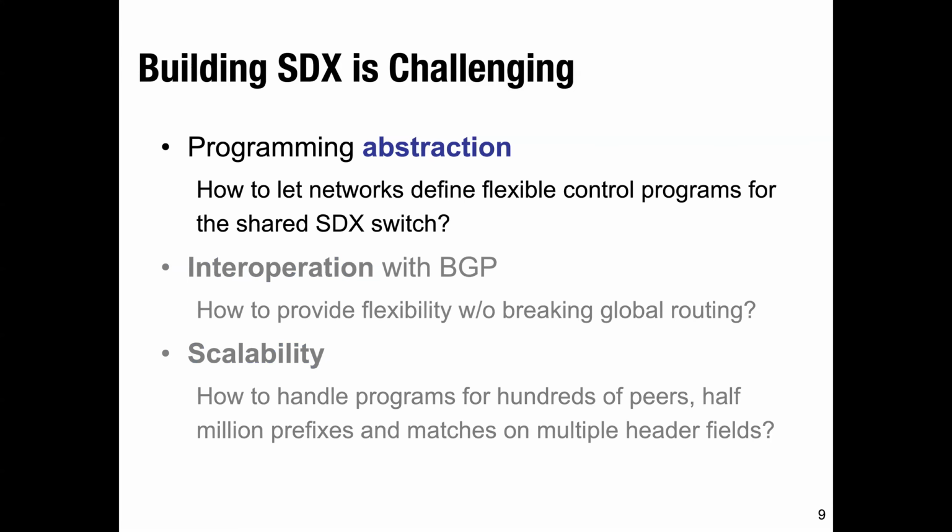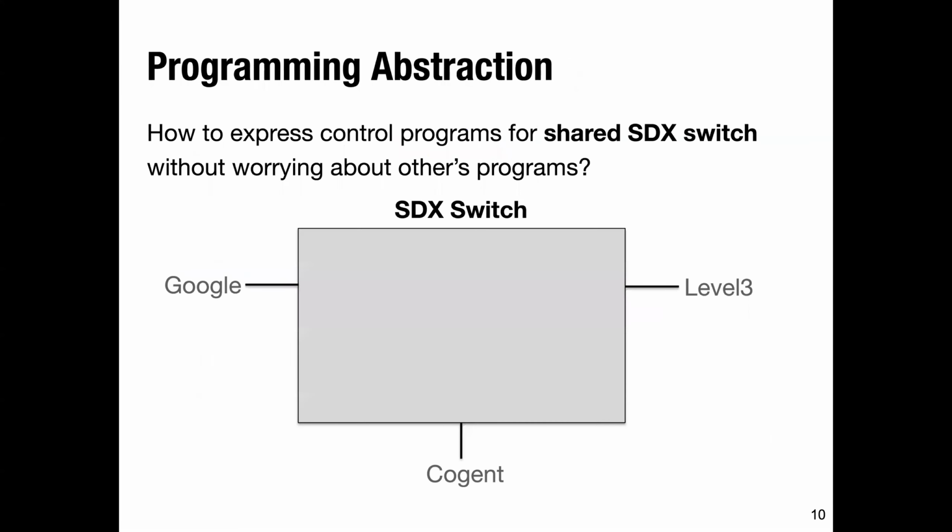So let's start with the programming abstraction challenge. And given your exposure to Pyretic, I think this might be easy to intuit. So this is an STX switch. This is a physical switch. Now, if Google and Cogent want to write two different types of policies, one says that if source port is 53, drop the traffic. The other says that if source port is 53, then it should be forwarded to Level 3, right? So this is an interesting case: they are both matching on the same header field, but they have two different types of actions specified.